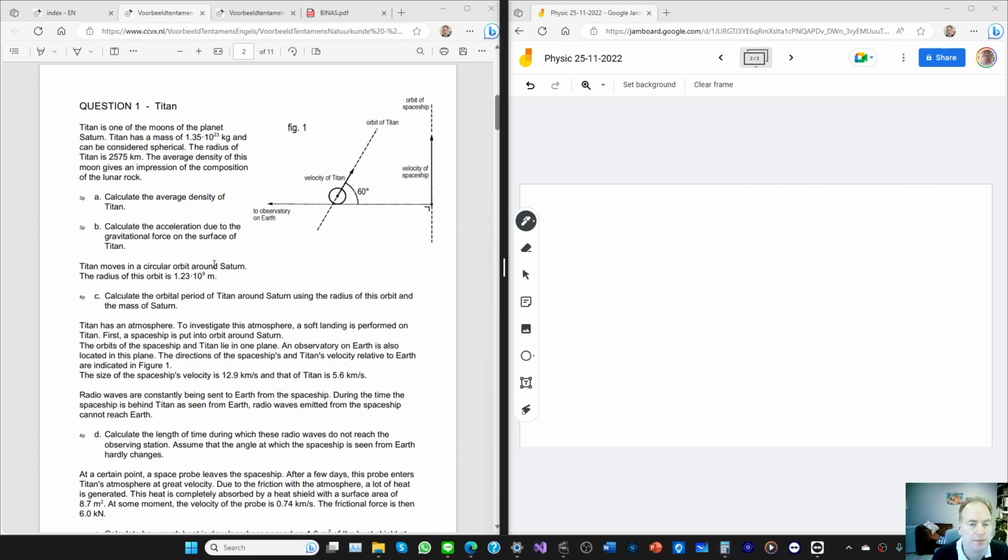Titan moves in a circular orbit around Saturn. The radius of this orbit is given here. Calculate the orbital period of Titan around Saturn using the radius of this orbit and the mass of Saturn. Well, the orbital period of Titan will depend on the speed of Titan around Saturn, which in turn depends on the acceleration.